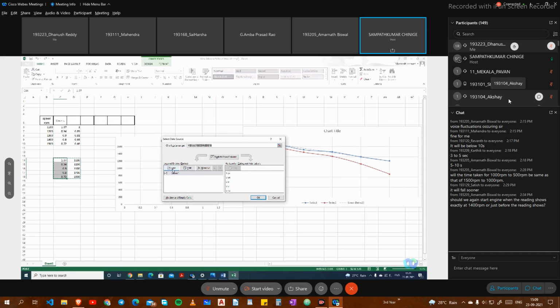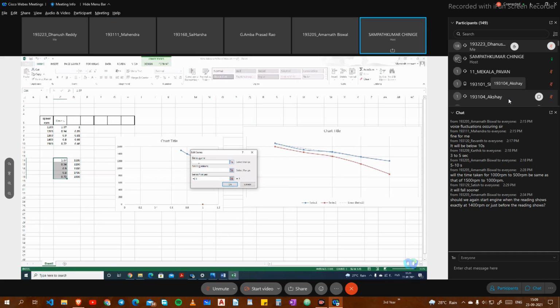For example, if I want to add this, what is the series name? You have to give the series name, for example, no load. The second one is load, for example. Okay, list series of x values. You have to select the range, whatever you want to have as x. Here we want x to be this, no? We want y to be the same. I think I have taken it wrongly. This has to be x.